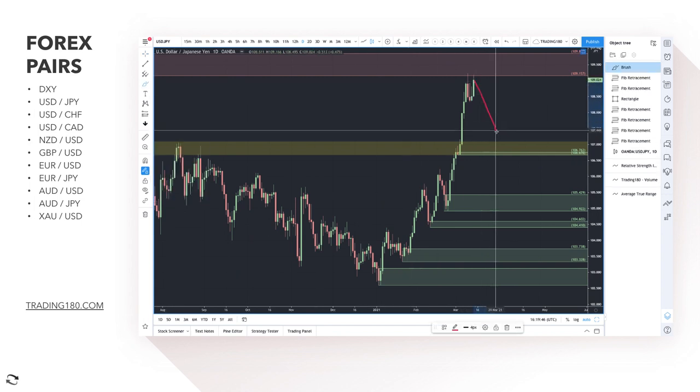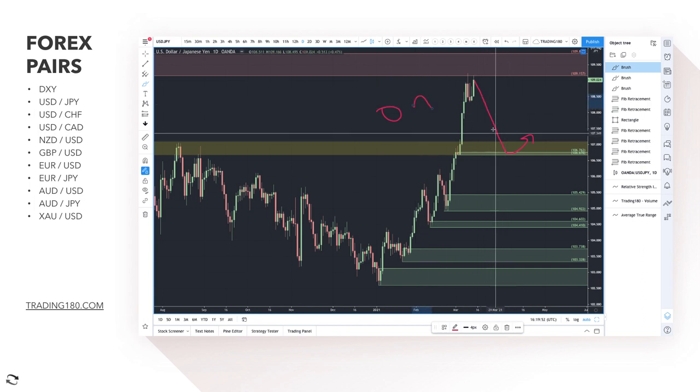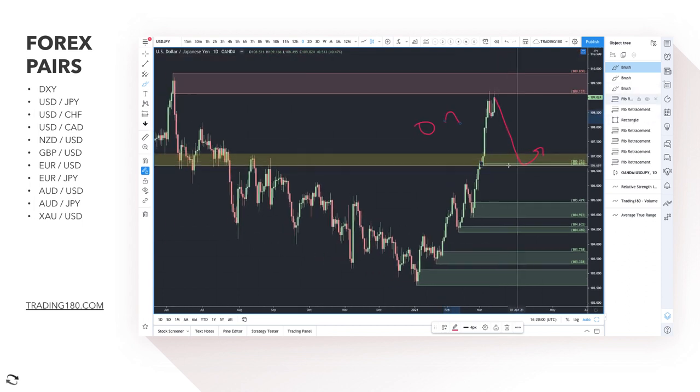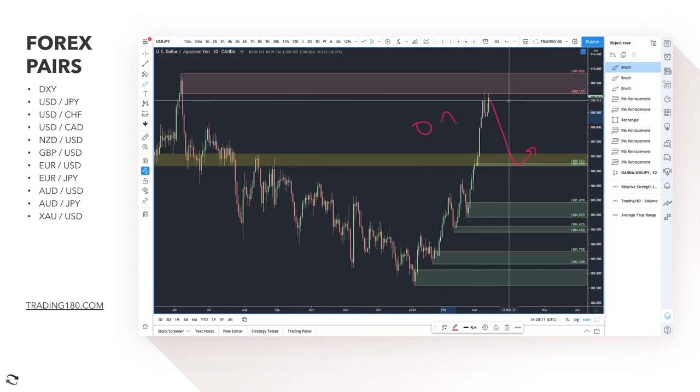So if we get a pullback into this area and we want to be buyers of the dollar and there's risk on, etc., then that is going to be a really nice area to look for buy trades, because not only are support and resistance traders looking to buy in this obvious area and at this obvious price of 107, we've also got supply and demand traders looking to get involved in here. So really nice confluence there.